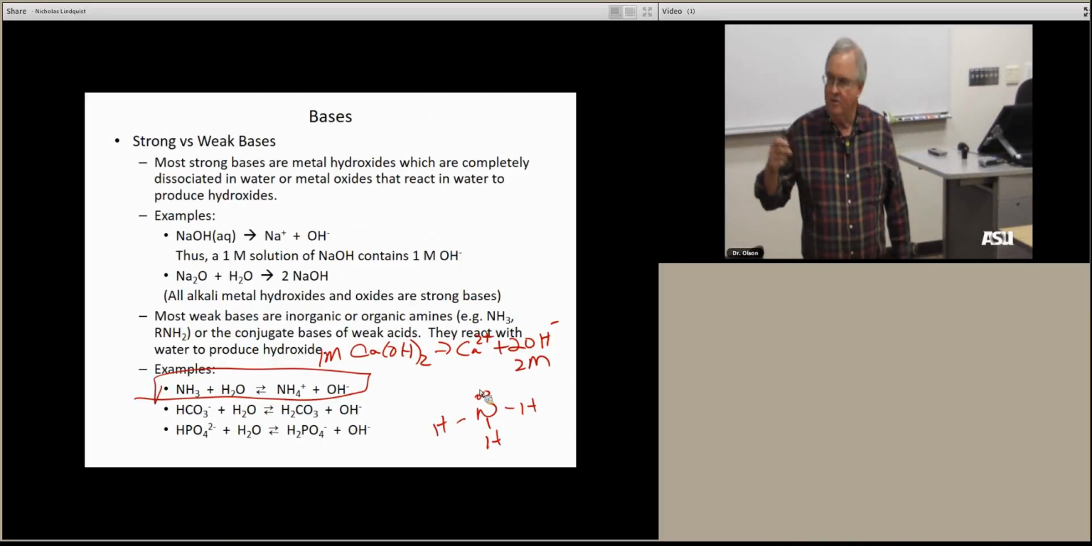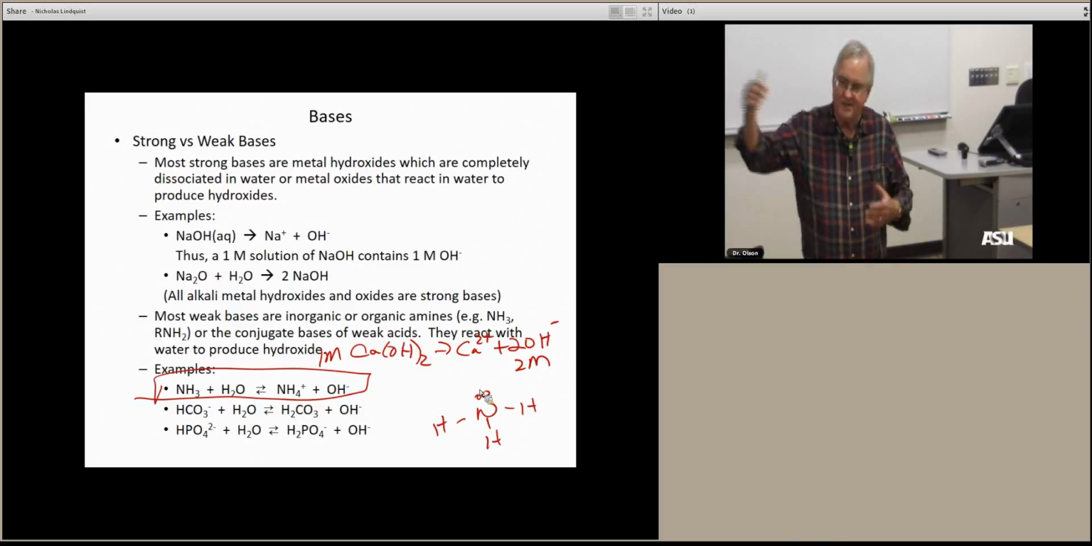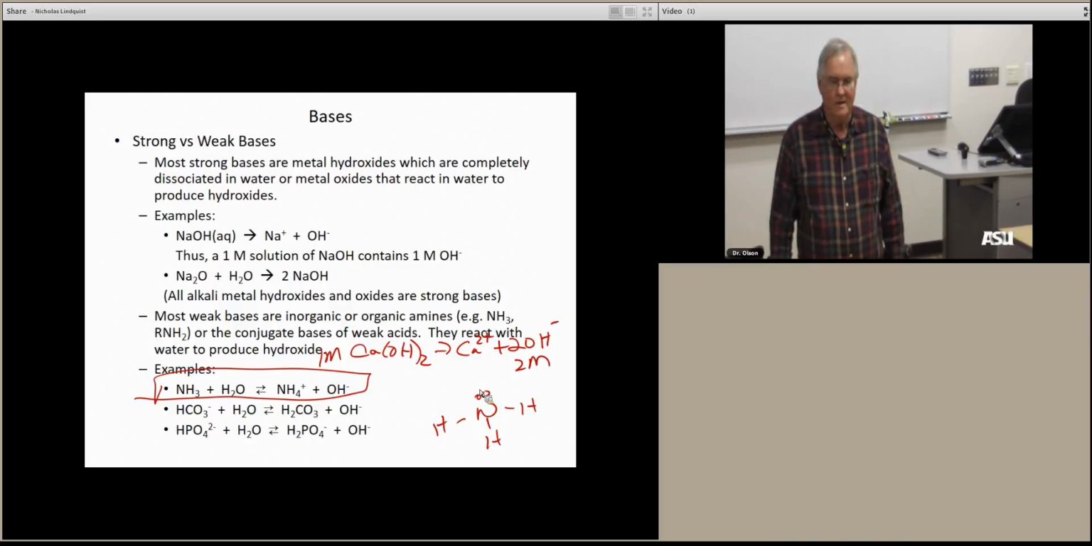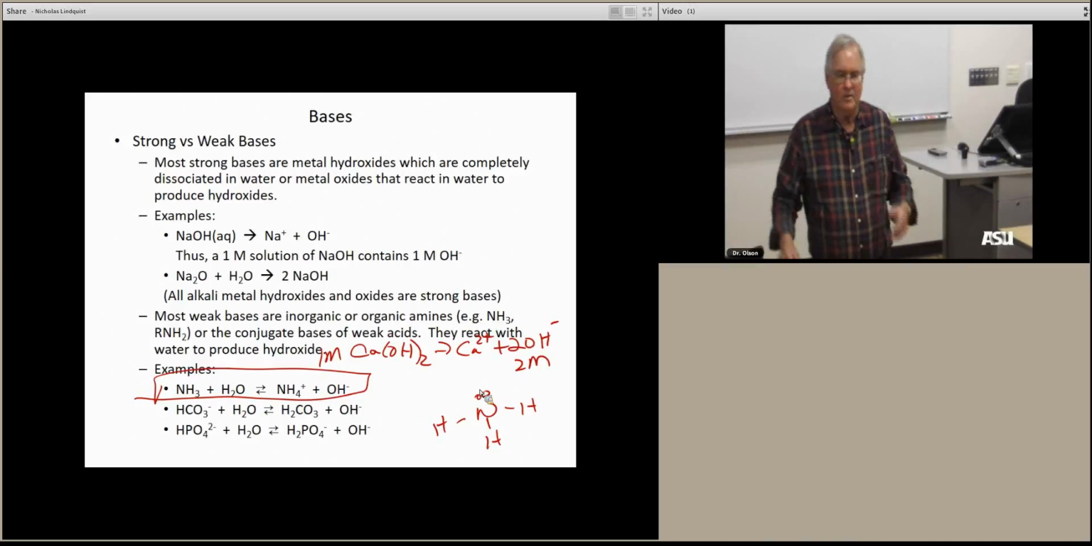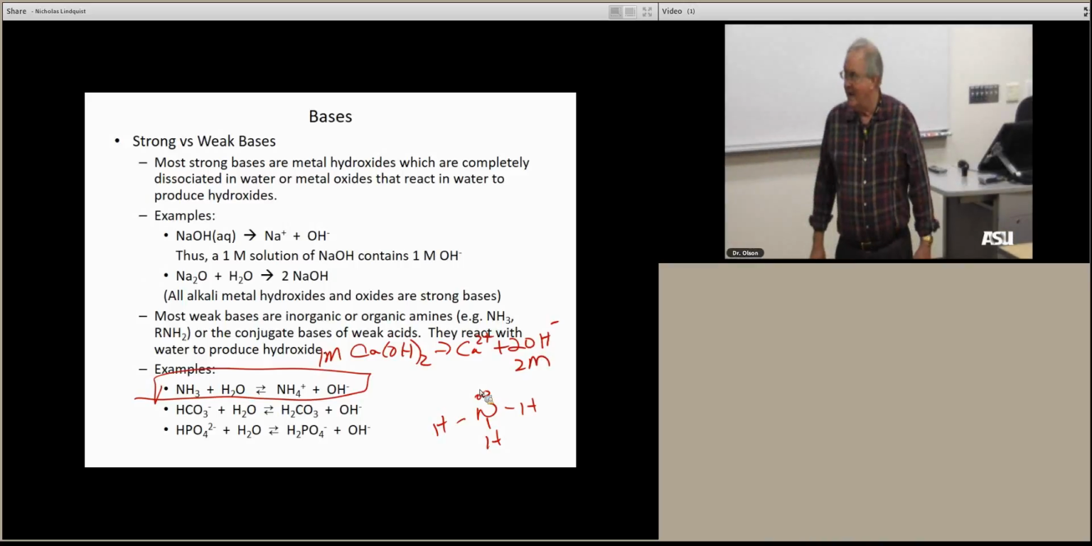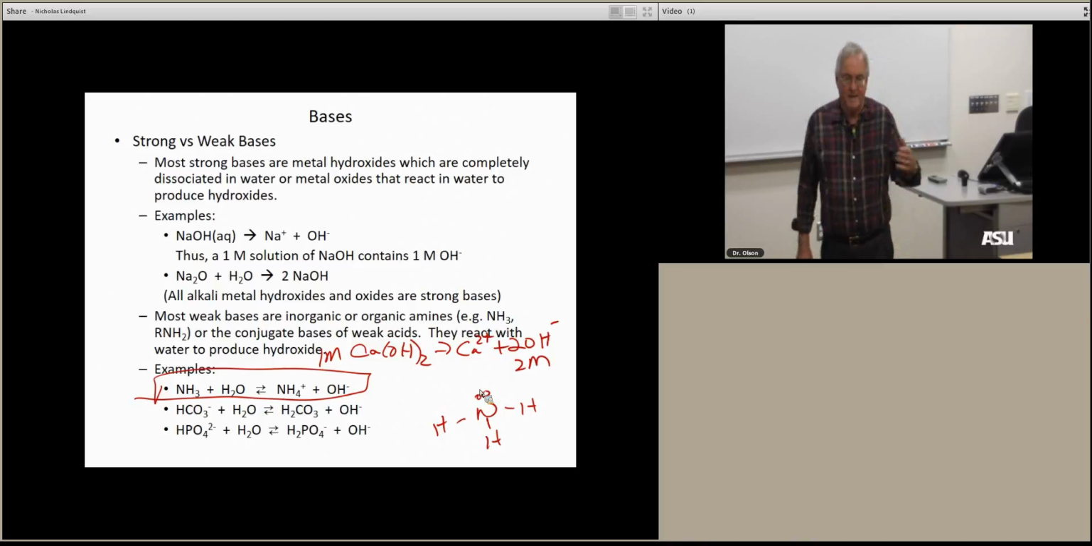Okay, so it could be a Lewis base because it could donate a pair of electrons, or it could be a Bronsted base because it can accept the proton. Where's the proton going? It's going after that lone pair of electrons on the nitrogen. You could explain it either way. So the nitrogen in the case of ammonia makes it a base, okay?